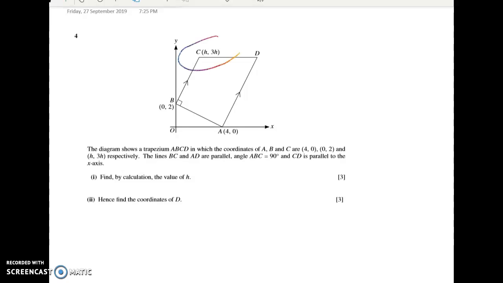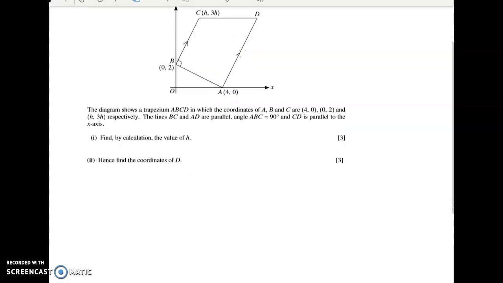Where's my pen gone? There we are. So that's going to be point C. So there are a couple of ways to work with this, but the key to it is to see that to find the gradient of BC, we can use the fact that perpendicular lines have gradients that multiply together to give -1. And we know that these 2 lines are perpendicular. So what we're going to do is find the gradient of AB and go from there.